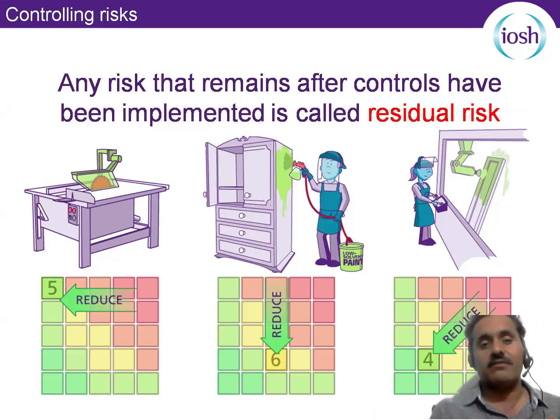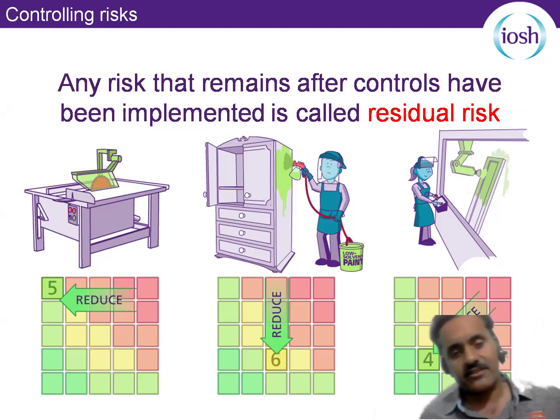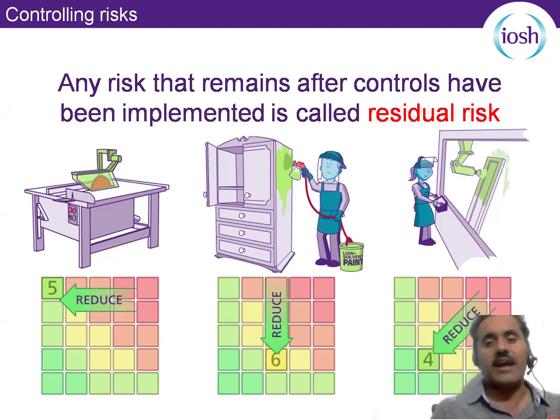So you can say any risk that remains after the controls have been implemented is called the residual risk. In the first case, after introducing the guard, the residual risk is 4, and by changing the chemical, the risk level is 6, that is the residual risk. And by introducing the new painting method as well as changing the chemical, the risk level is 4.